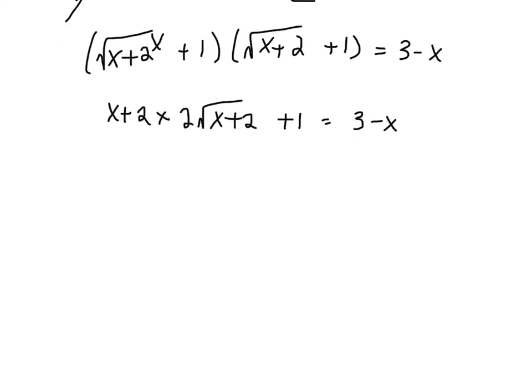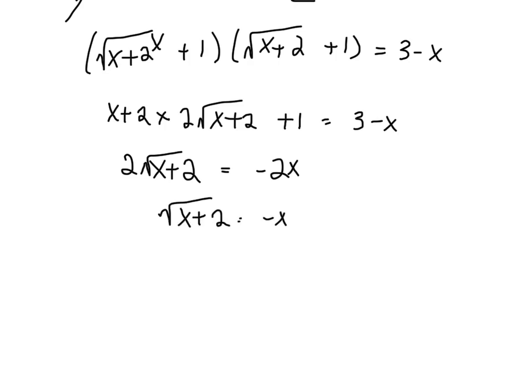And then on the left side, after simplifying algebraically, we are left with 2 times root x plus 2 equals negative 2x. Then we divide by 2, so we have root x plus 2 equals negative x. Square both sides, and we simply have x plus 2 equals x squared.